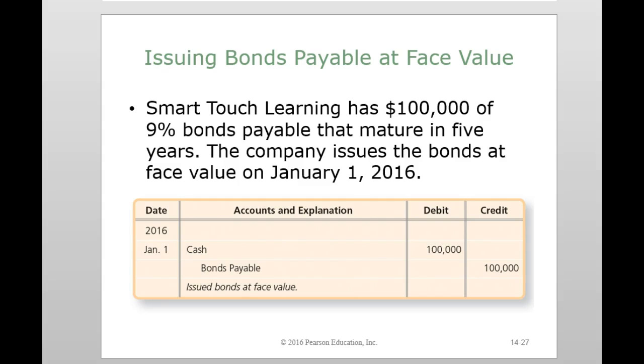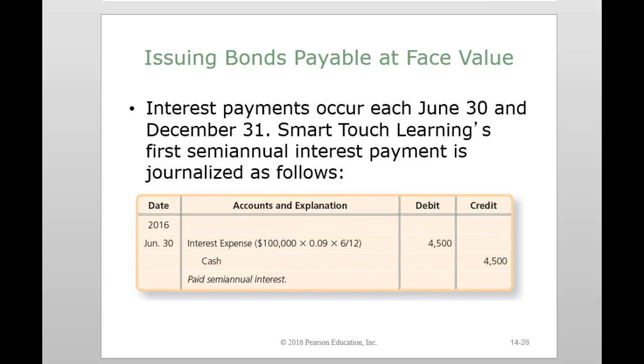If we issue it for a face amount, that's a no-brainer. You're going to have $100,000 in cash, and your bonds payable is going to be $100,000. Your interest expense is going to be $4,500 for the first payment and $4,500 for the second payment, so it's $9,000. There is no contra account or adjunct account to go against that. So on the balance sheet, it's just bonds payable of $100,000.